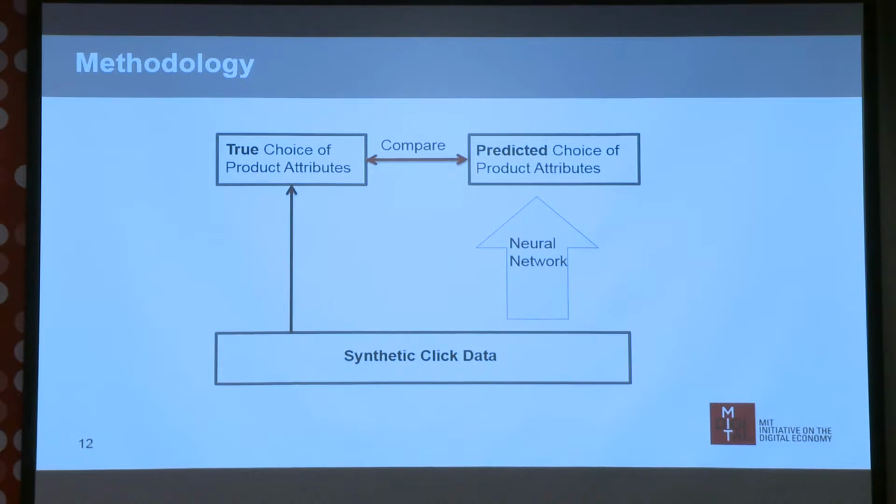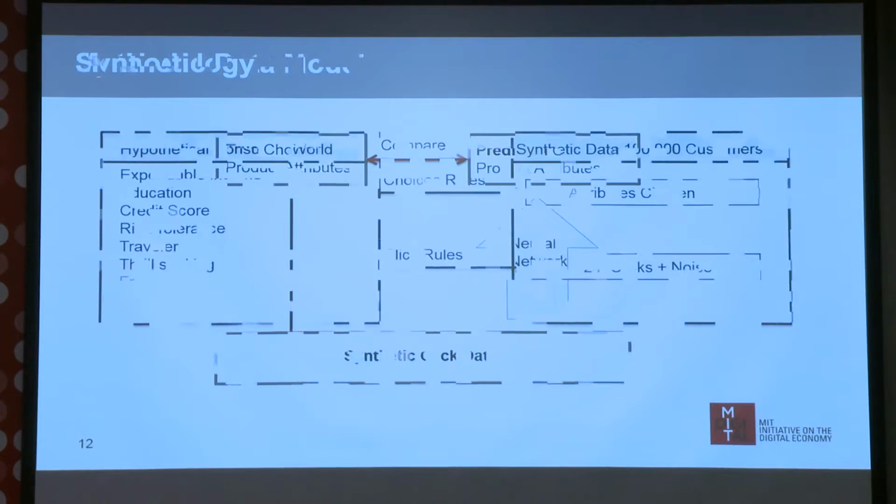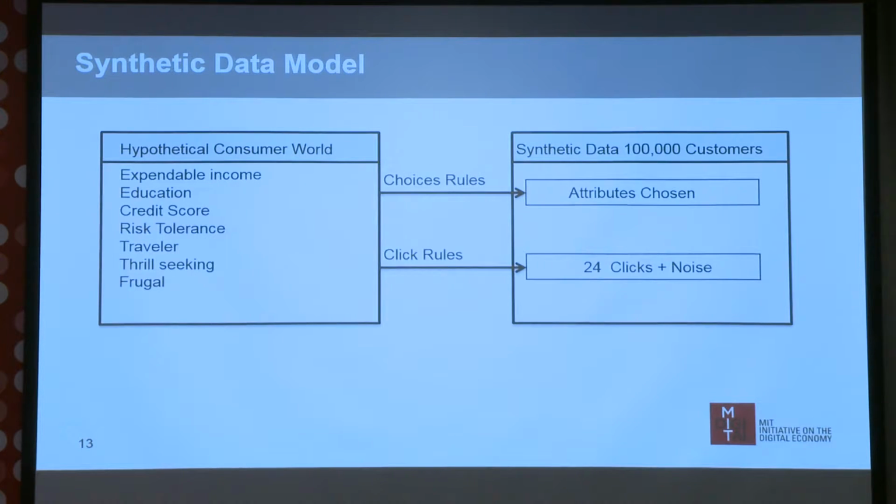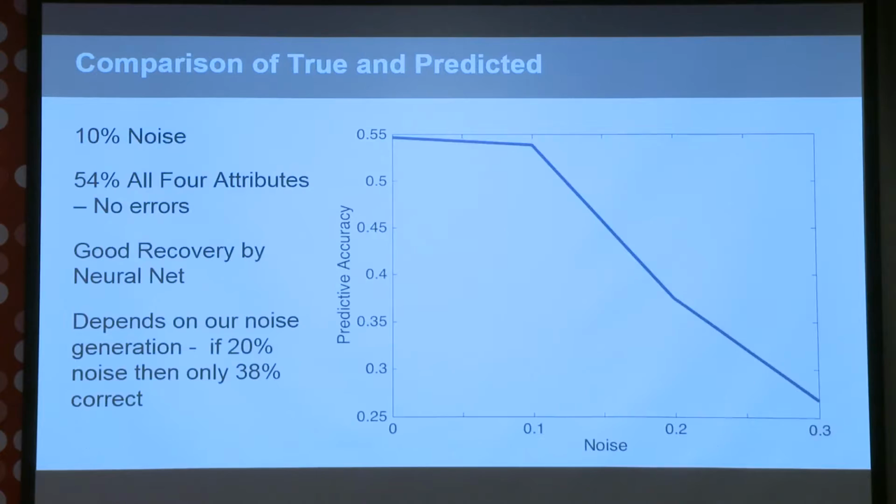We'll predict choices, and we compare the true choices to what we predict. And as I said, we generate the synthetic data based on demographics and how people would click. Then we fill in the gap with the neural net. So what did we find?